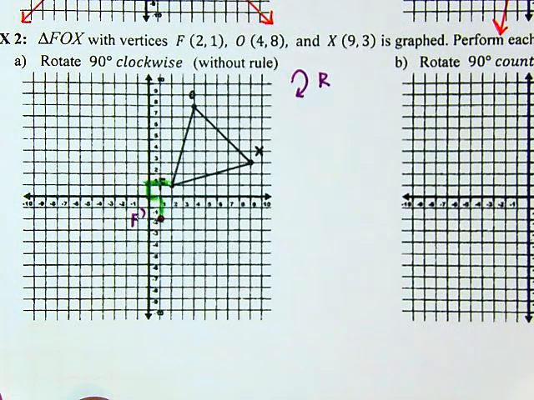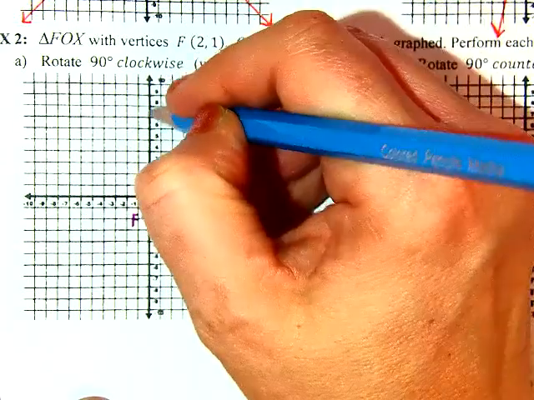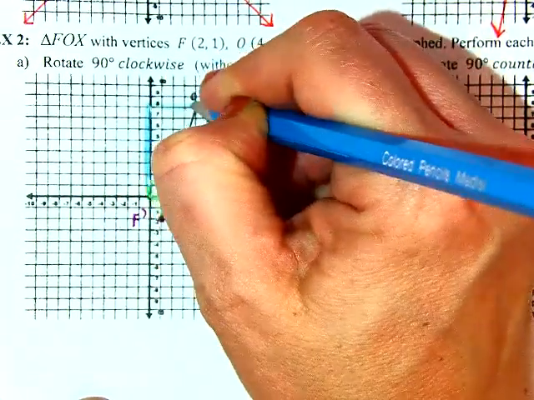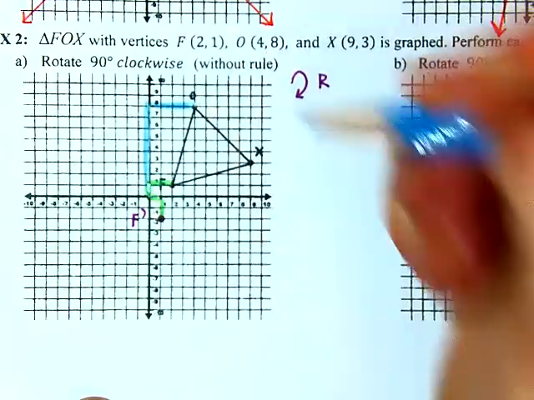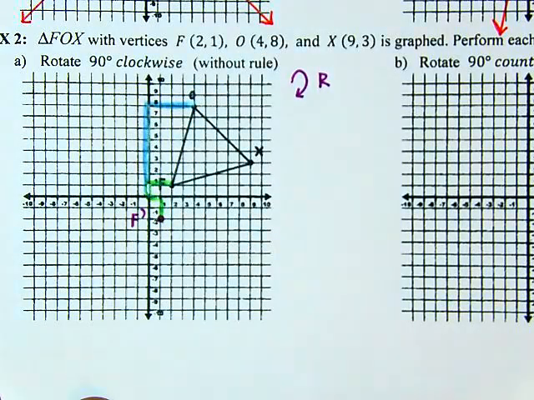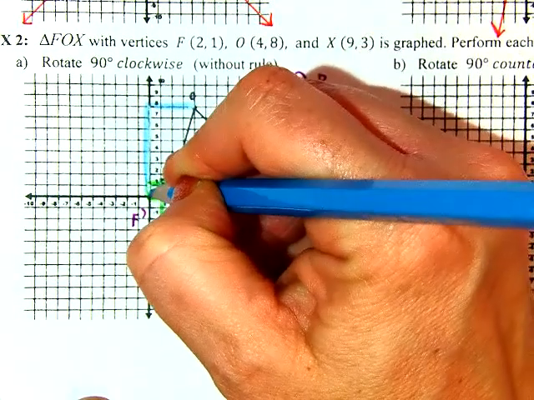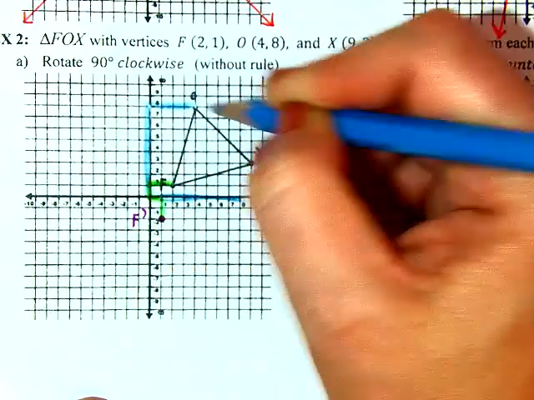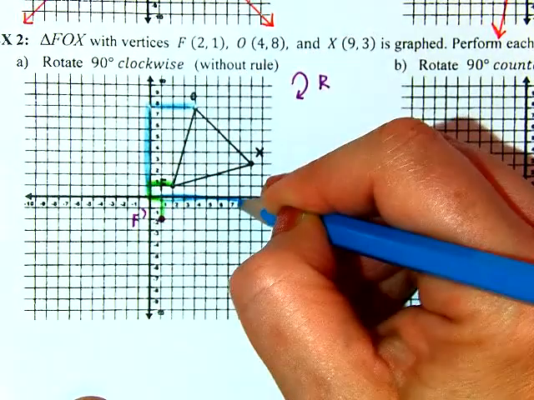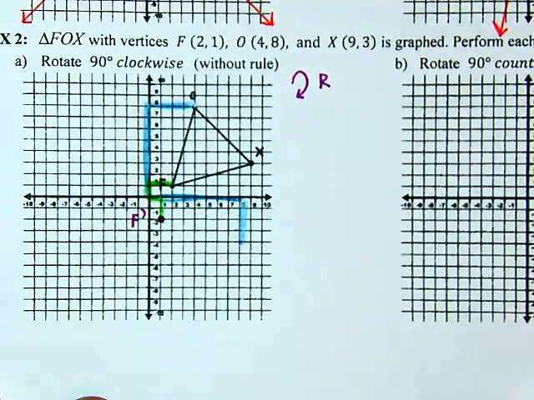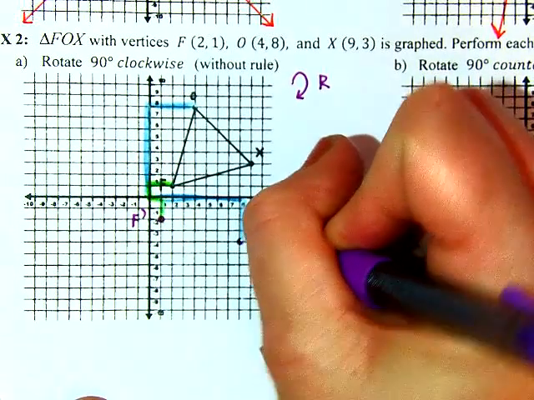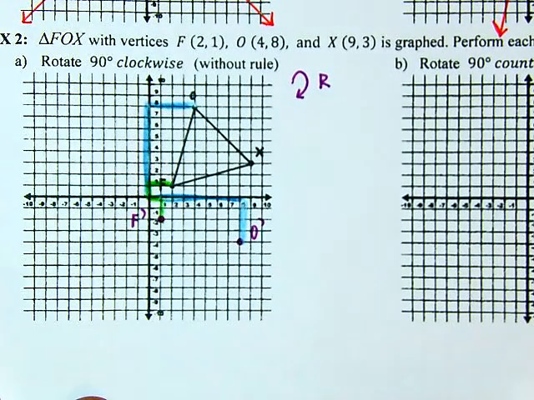Okay, let's do O next. I'll use a different color. So for O, I'm going up 8 and right 4. So instead of up, I'm going to go over. So to the right, 8. And then instead of over 4, I'm going down 4. So that puts me right here. Here's my new O, O prime.